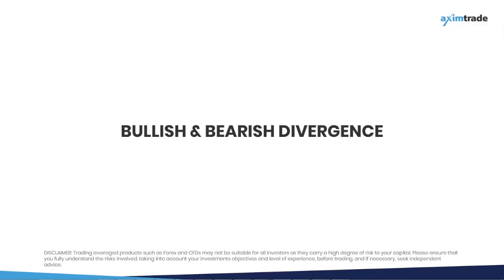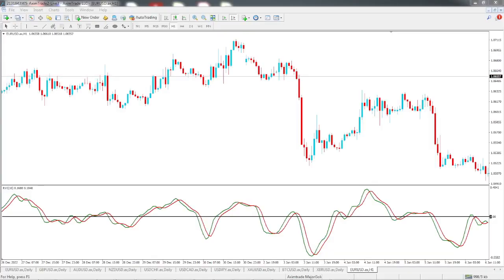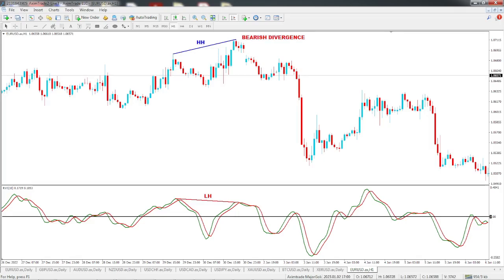Bullish and bearish divergence is commonly used by traders to predict market reversal. A bearish divergence happens when the market makes a higher high, but the Relative Vigor Index indicator makes a lower high. This indicates that the market is overextended and the rising power is minimal. Therefore, there is a high probability that the market will tend to reverse in trend direction over the near term.